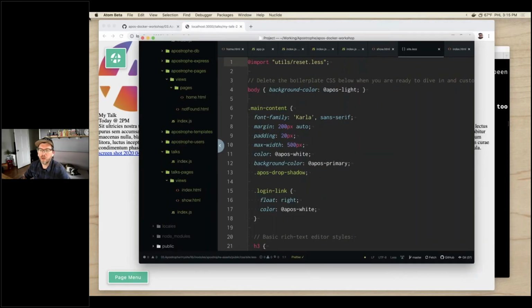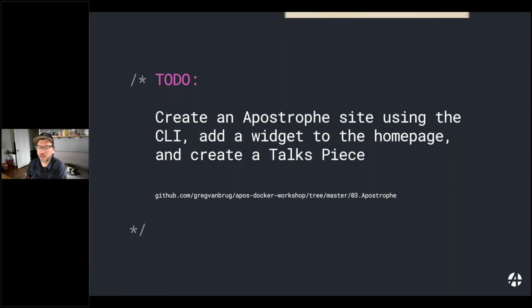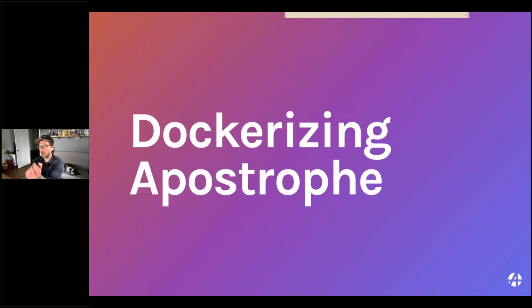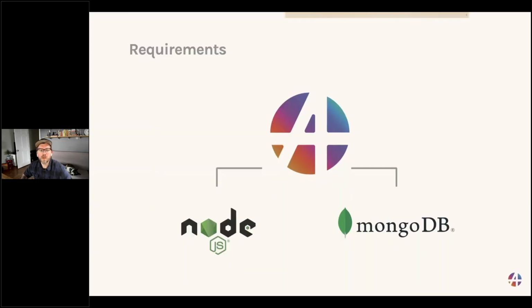The next part that we're going to talk about is actually creating the Docker network to deploy our site to a server. So I'm going to jump back to my presentation, and we're going to go through Dockerizing Apostrophe. So going back to where we started, if you thought about the requirements of Apostrophe, we basically have just two main pieces, Node.js and MongoDB. Those are the two things that we need for Apostrophe to run.